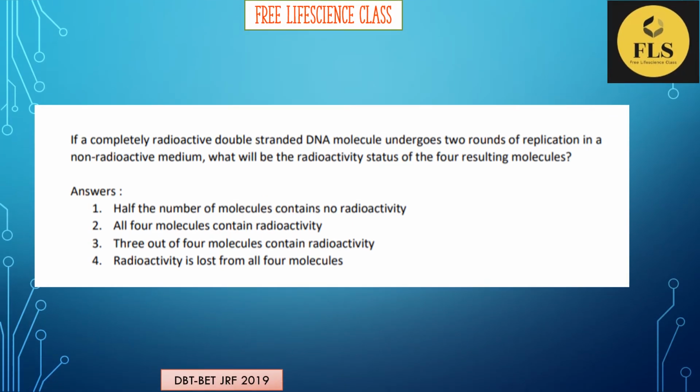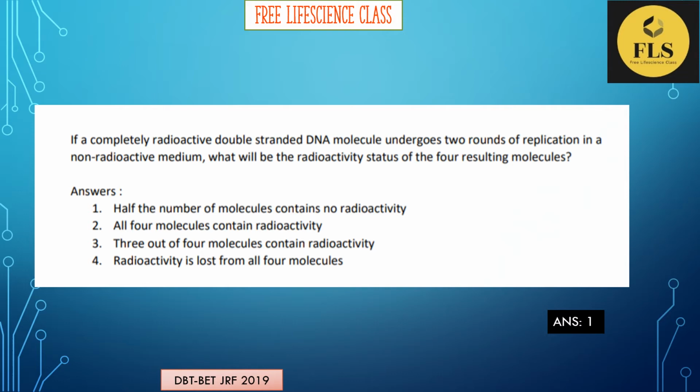Here is your first question. If a completely radioactive double-stranded DNA molecule undergoes 2 rounds of replication in a non-radioactive medium, what will be the radioactivity status of the 4 resulting molecules? So here the options are: half the number of molecules contains no radioactivity, all 4 molecules contain radioactivity, 3 out of 4 molecules contain radioactivity, and the fourth option is radioactivity is lost from all 4 molecules. So the answer for this question is option A.